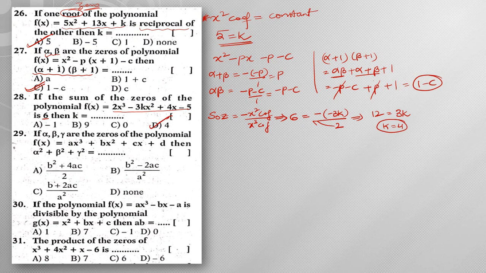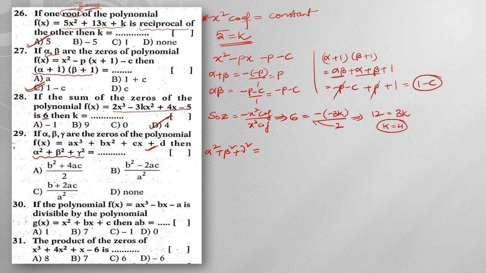Next, if alpha, beta, gamma are the zeros of this particular cubic polynomial, then what is the value of alpha square plus beta square plus gamma square? This is nothing but the sum of squares of zeros. We already know the a square plus b square plus c square formula, or you can recall the formula of a plus b plus c whole square. A plus b plus c whole square can be written as a square plus b square plus c square plus 2 times of ab plus bc plus ca.